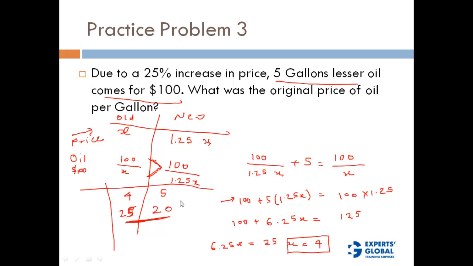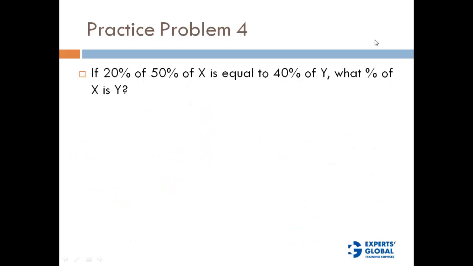So this scenario fits in, these numbers are correct. So that means our answer has to be correct. So the answer is, the price of oil was $4 per gallon. So let's move to this question. You can pause the video and give it a try.